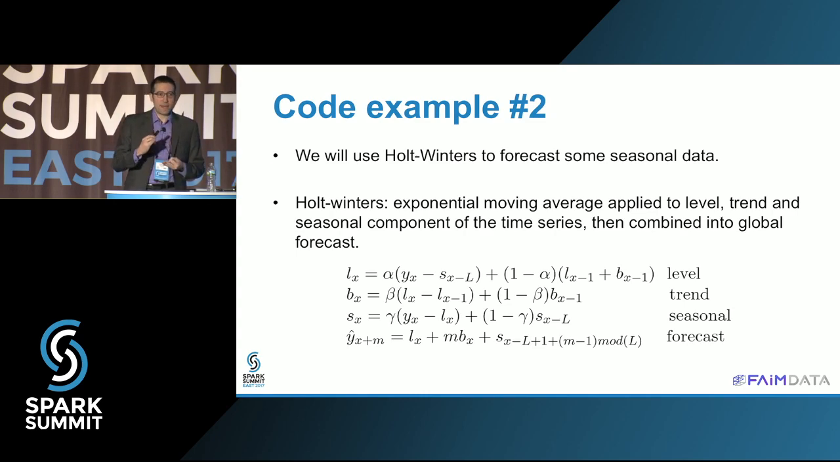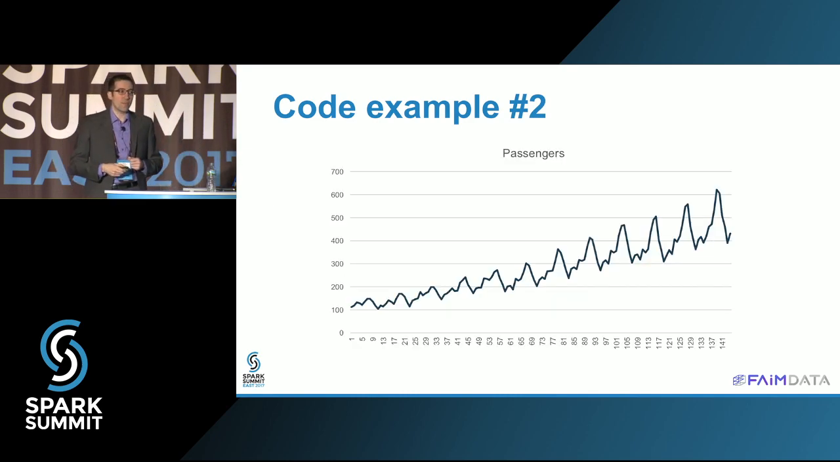With these three independent exponential moving average models, we then forecast the level at time t plus 1, we forecast the trend at time t plus 1, and we forecast the seasonal effect at time t plus 1. And then finally, we combine these three forecasts into a global forecast. We're going to apply this forecasting model to monthly airline passengers data. What we see are the obvious cycles in this data, which covers about a year of data.